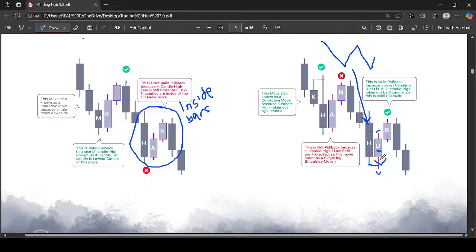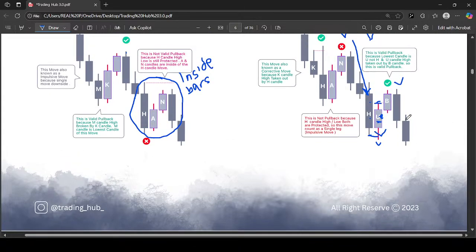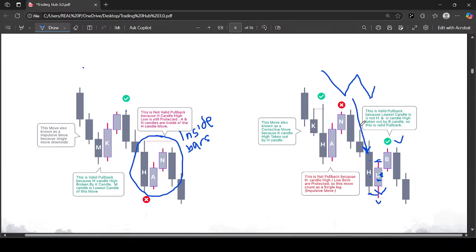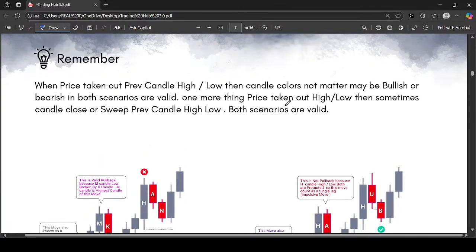U candle became the prominent candle by sweeping the low of H candle. B candle formed a nice pullback by sweeping the high of what, our U candle. So we have a valid pullback here. So I believe with this you should be able to understand pullbacks on downtrends, and you should be able to understand fake pullbacks, right? You have original pullbacks and you have the pullbacks that are fake to deceive you, right? So this is for downtrend. Let's see one or two examples for uptrends here.